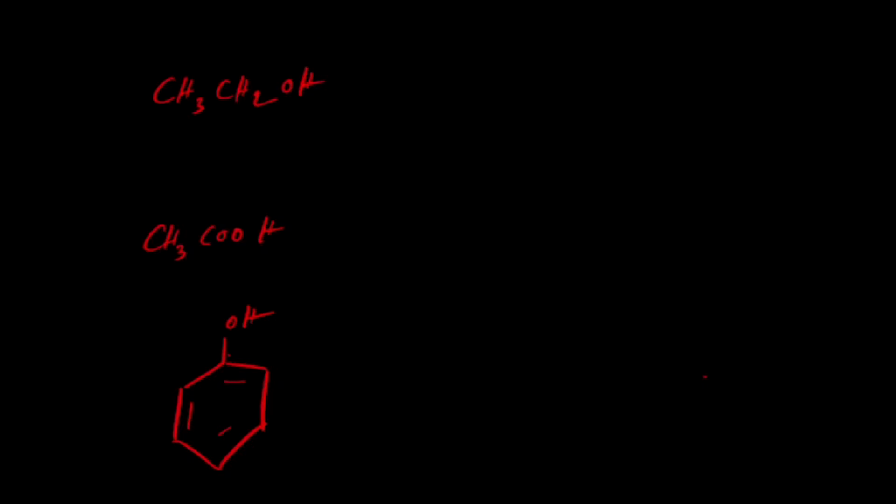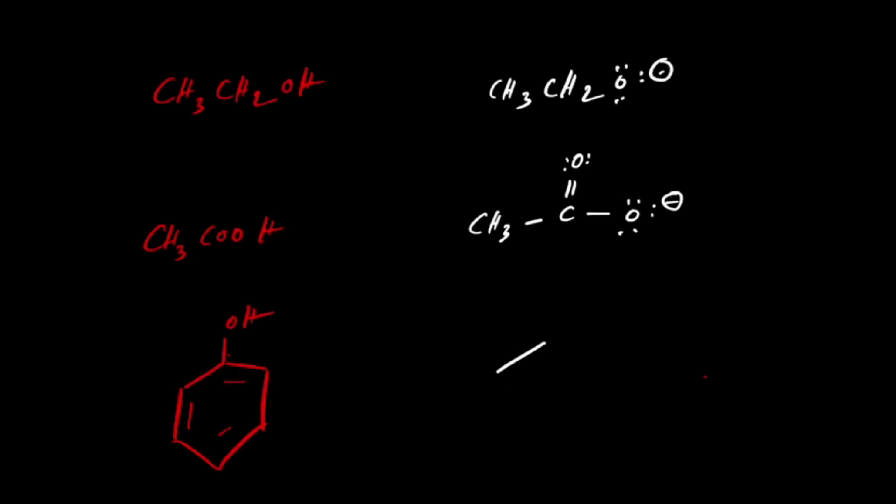We just wrote CH3CH2O minus. This is the conjugate base, and here it is CH3, I'll write in detail, COO minus. This is the conjugate base. And what is the conjugate base of phenol? It's this. After losing a proton, this will be the conjugate base.